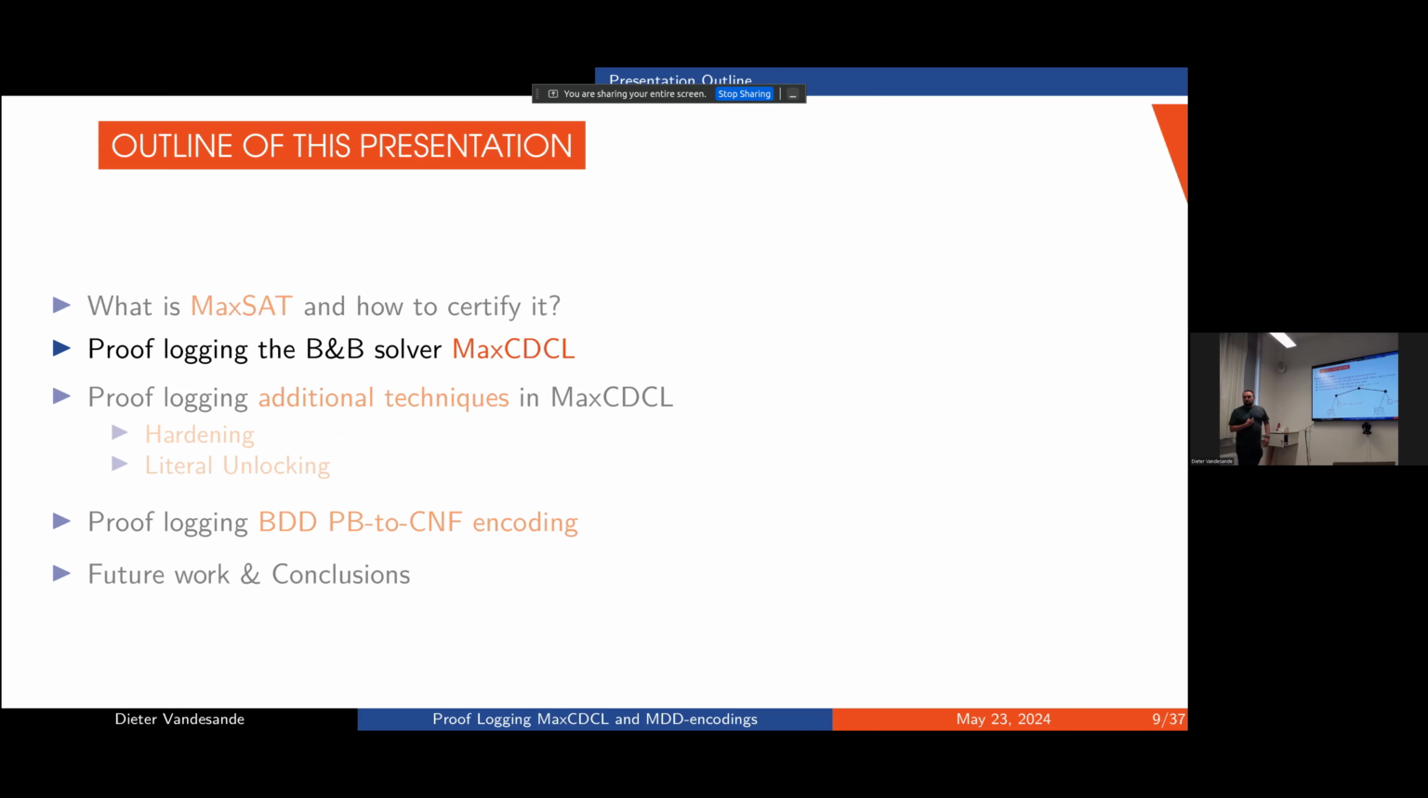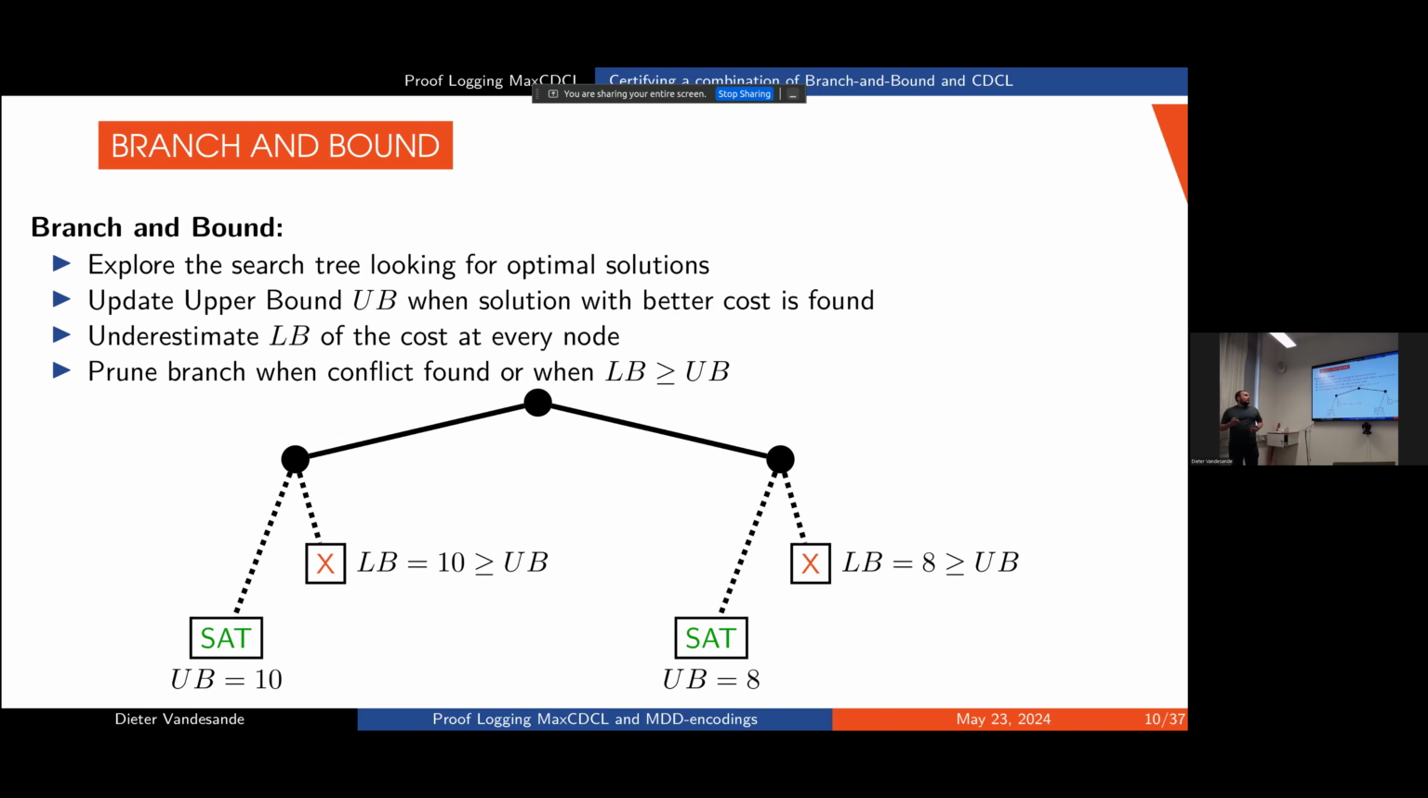What is Branch and Bound? Branch and Bound creates a search tree like DPLL and continuously updates the upper bound whenever a solution is found. So whenever a satisfying assignment is found, it keeps track of the upper bound of the current best solution. Every time it runs into a node where it's obvious that this partial assignment cannot be extended to a solution that is strictly better, it backtracks.